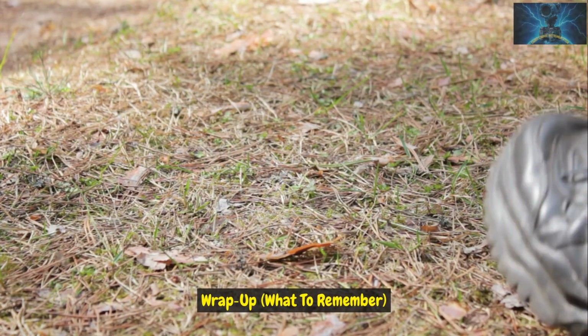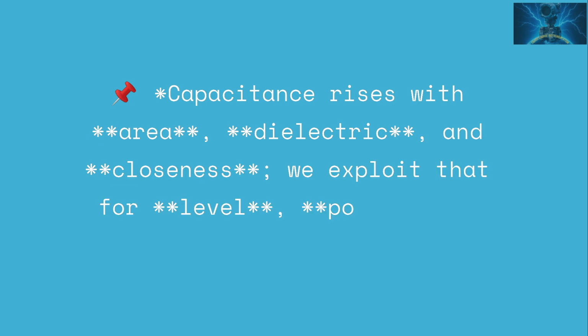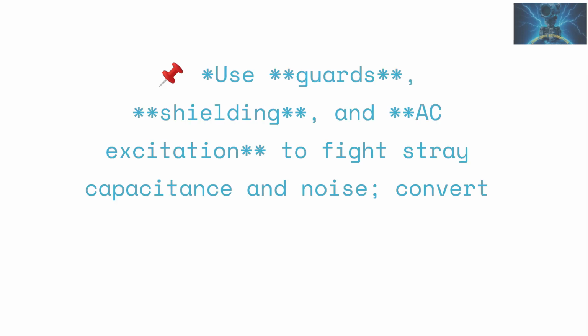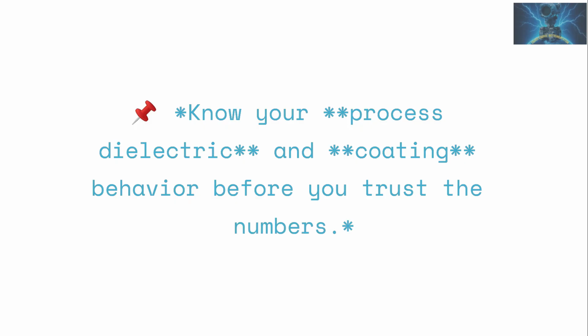Wrap up. What to remember: capacitance rises with area, dielectric, and closeness. We exploit that for level, position, and pressure. Use guards, shielding, and excitation to fight stray capacitance and noise. Convert to 4 to 20 milliamps for long runs. Know your process dielectric and coating behavior before you trust the numbers.